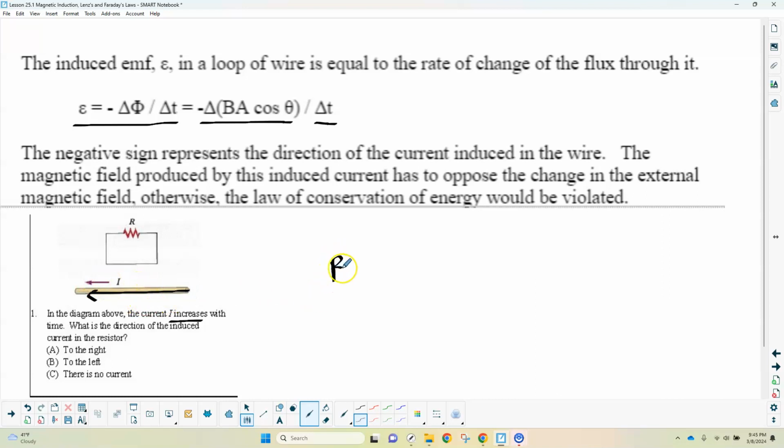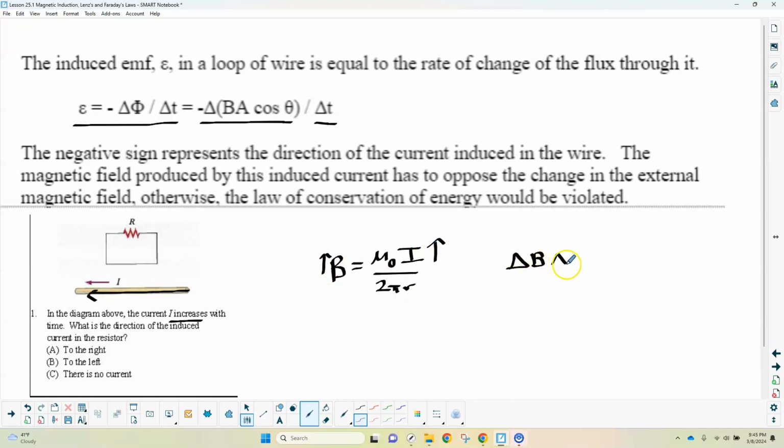Last video we had B equals μ0 I over 2πR. That was the magnetic field strength created by a wire at some distance away. So this wire is creating a magnetic field in this area, in this loop with the resistor. So if I is increasing, the magnetic field is going to increase. So we have a changing magnetic field.